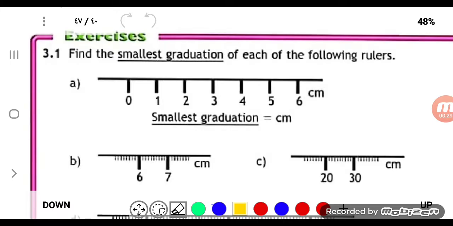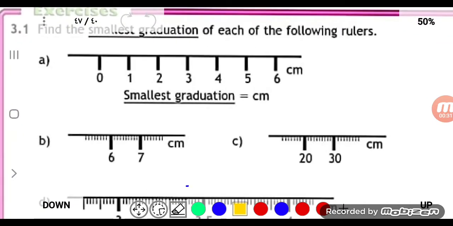To find this, the first step you need to do is to subtract any two consecutive notches. So here, for example, the numbers on any two consecutive notches, like for example, you choose 5 and 4, you subtract them, or you choose 3 and 2, you subtract them, or you choose 1 and 2, you subtract them, and so on. You choose any two consecutive numbered notches and then you subtract them.